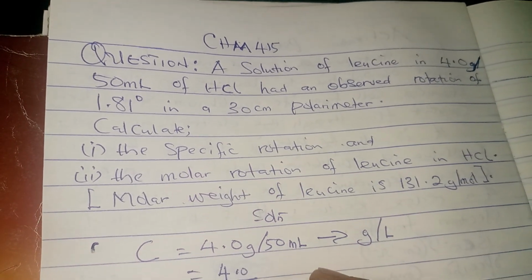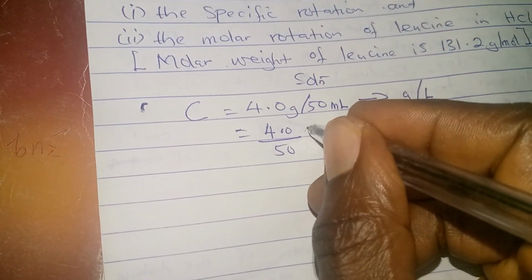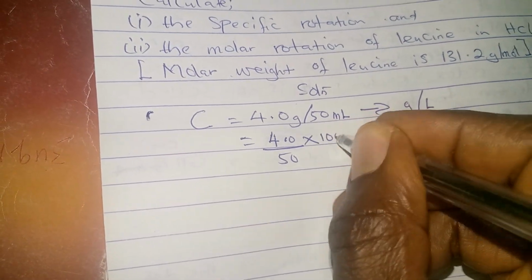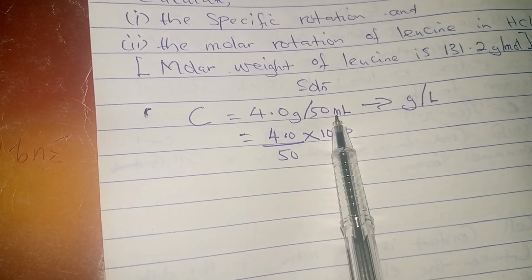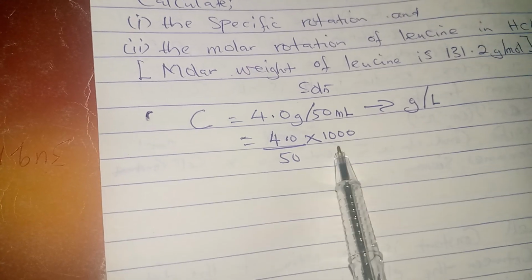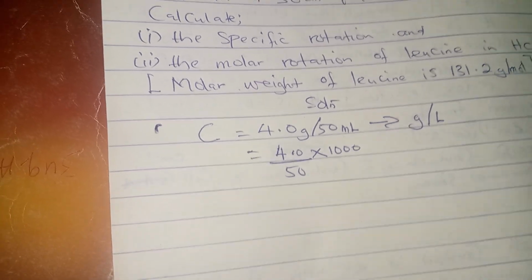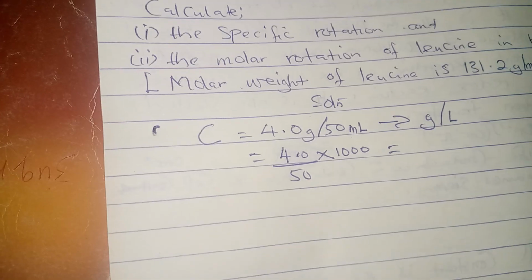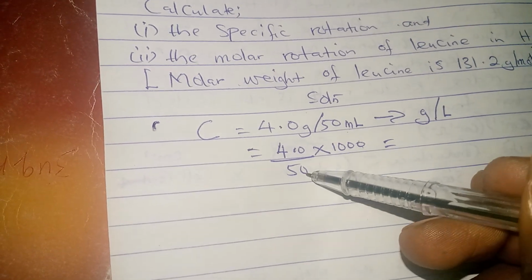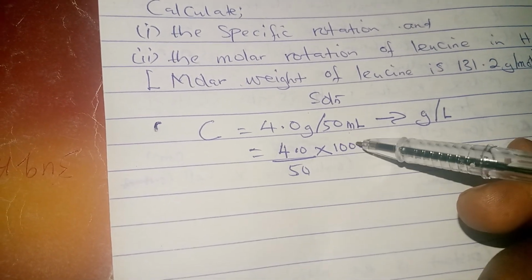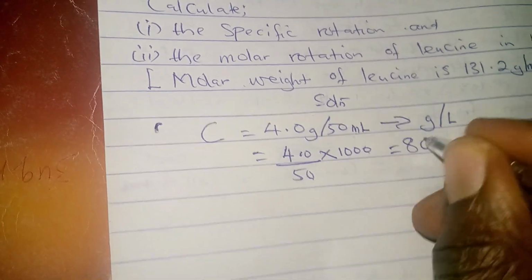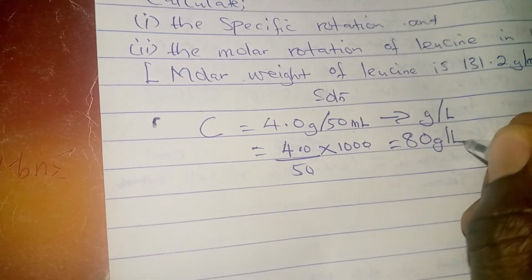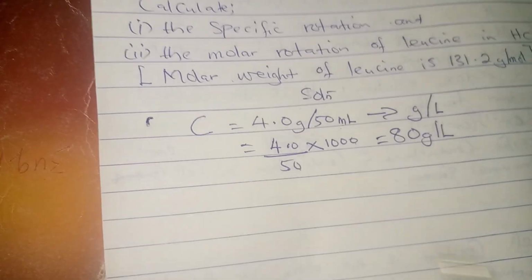4.0 divided by 50, you simply multiply this by 1000. Once you multiply this by 1000, the milli is out. The 0 cancels, so 5 cancels 100, that will be 20. So 20 times 4 will give you 80. So your answer now will be in gram per liter. You've gotten this one. So the next step is for you to go back to the question.